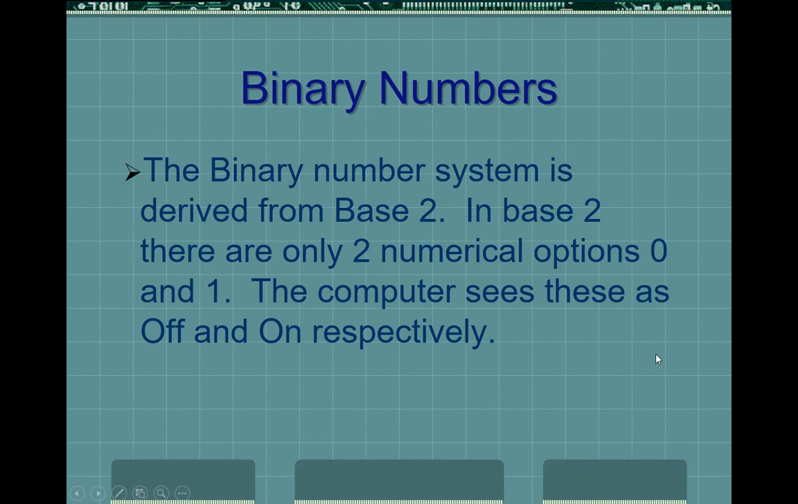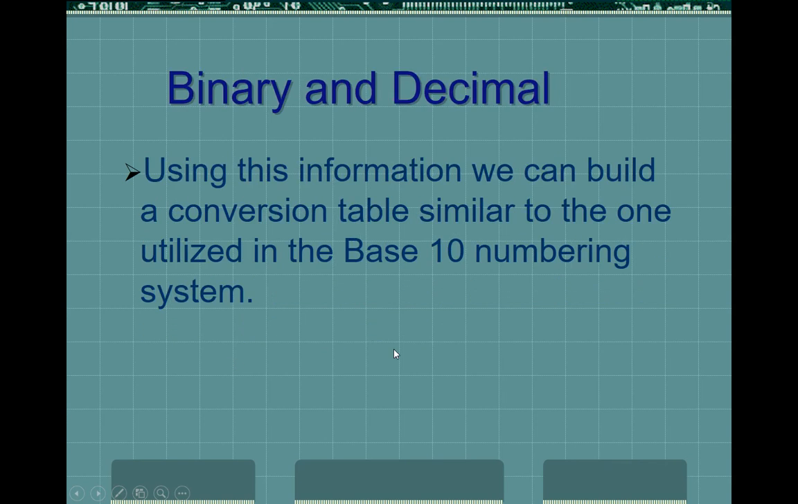The binary system is derived from base 2, so it's exponents of 2: 2 to the first, 2 to the second, 2 to the third. But there are only two options as digits, 0 and 1. The computer sees these as on and off. Using this information, we can build a conversion table similar to the one utilized in base 10 numbering.